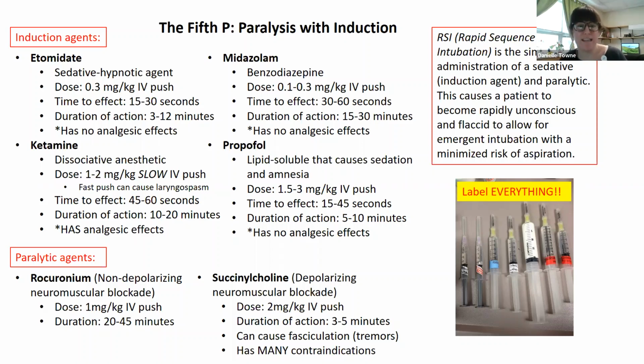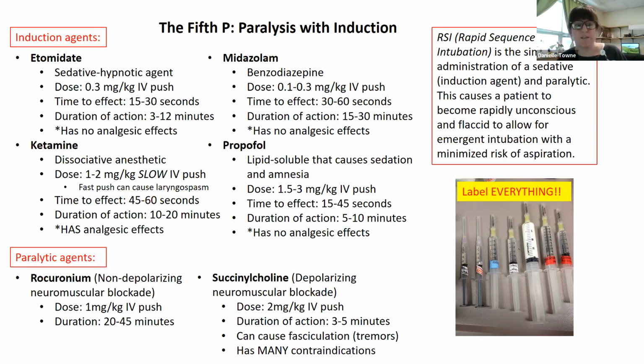And then our propofol is that lipid-soluble medication that causes sedation and amnesia. Typical dose is 1.5 to 3 milligrams per kilogram as an IV push. Takes about 15 to 45 seconds before it starts to kick in and the patient starts to become sedated. And it lasts about 5 to 10 minutes and it has no pain properties. So you can see here that with all 4 of the induction medications, only 1 actually has pain properties, and most of them don't last much past 10 to 20 minutes. So keep that in mind as we talk about our paralytics.